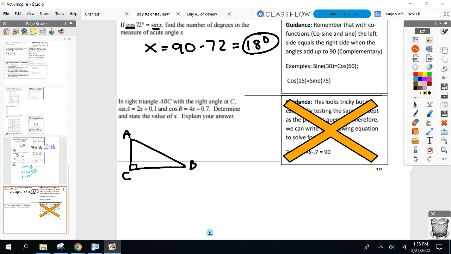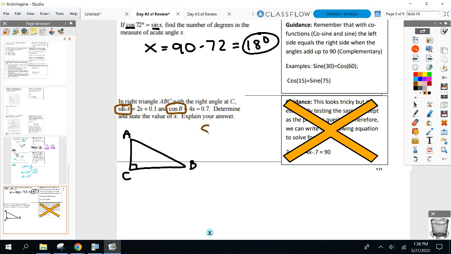What do you know about angles A and B? They're not congruent. Well, they might be, but not totally. What do you know about angles A and B, Mahmood? Together, they do what? They equal 90. Everyone agrees they equal 90. So what do I know about sine of A and the cosine of B if A and B equal 90? What do I know about those two right now?